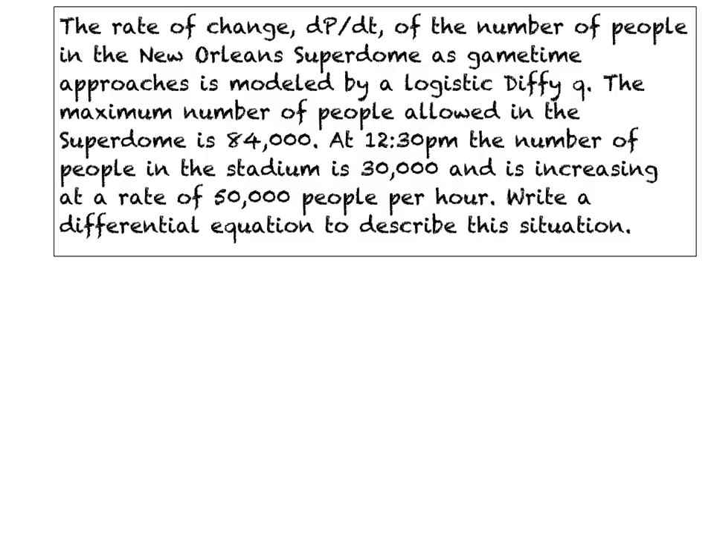Okay, here's our last problem for the night. And again, it's a mouthful. We may have to hit the pause button and reread it several times to get our brains fully wrapped around it. But again, a very practical problem. Whether you're talking about a rock concert or any kind of sporting event, the rate at which people enter that stadium typically follows a logistic model. And so we're talking about the rate of change of the number of people in the New Orleans Superdome as game time approaches is modeled by a logistic Diffy Q.